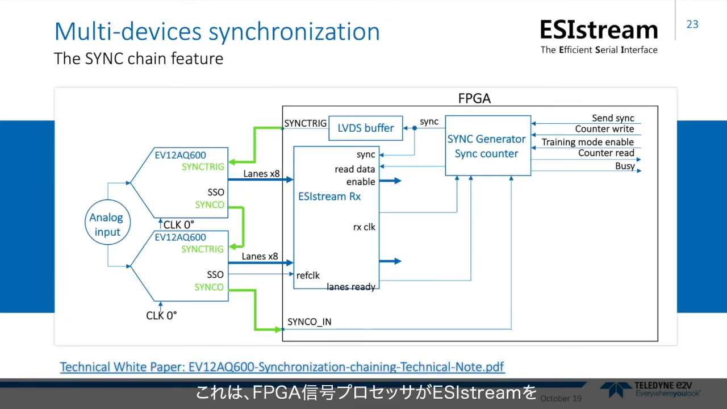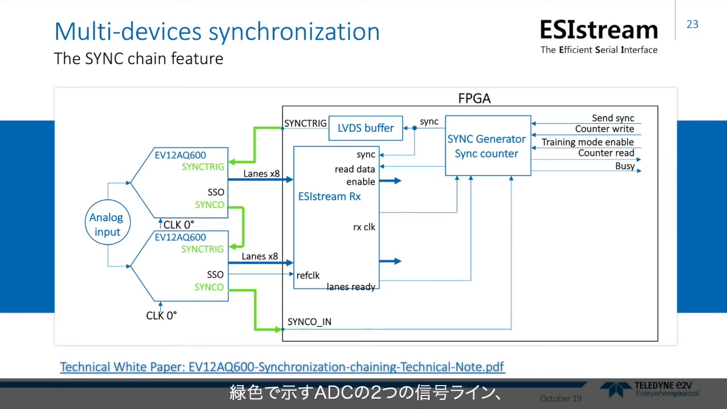Here's how an FPGA signal processor might be connected to a pair of ESIstream enabled ADCs and maintain synchronization across a multi-channel system. The two ADCs shown here are brought into synchronization using their unique built-in sync chain capability. The FPGA on the right-hand side acts as the sync pulse generator, providing a signal called sync trig to the first ADC in the chain and maintains the sync counter functionality.